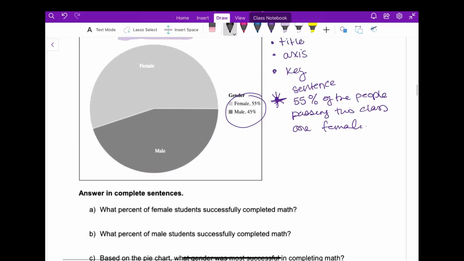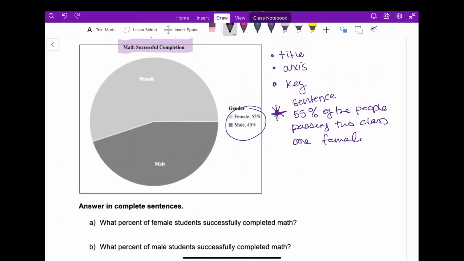What percent of female students successfully completed math? Ooh, see how neat that was? Because that was the sentence I had given myself. So 55% of female students successfully completed math.